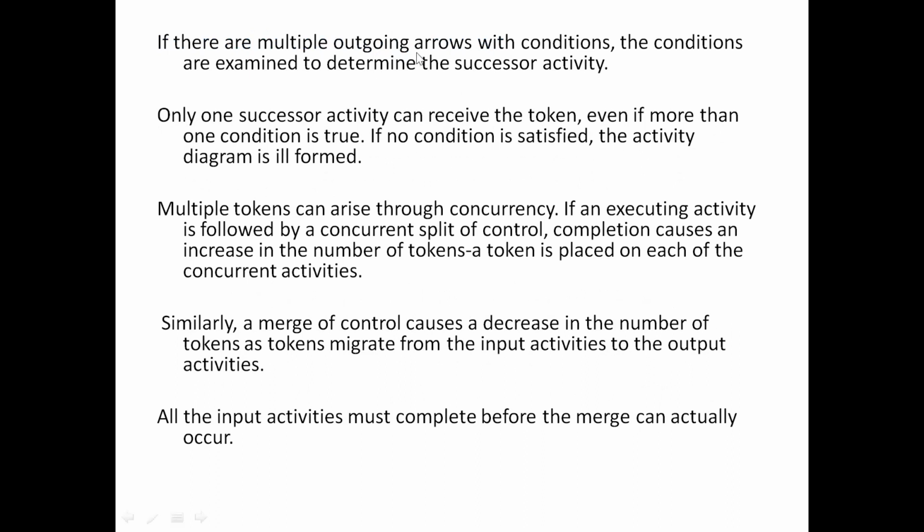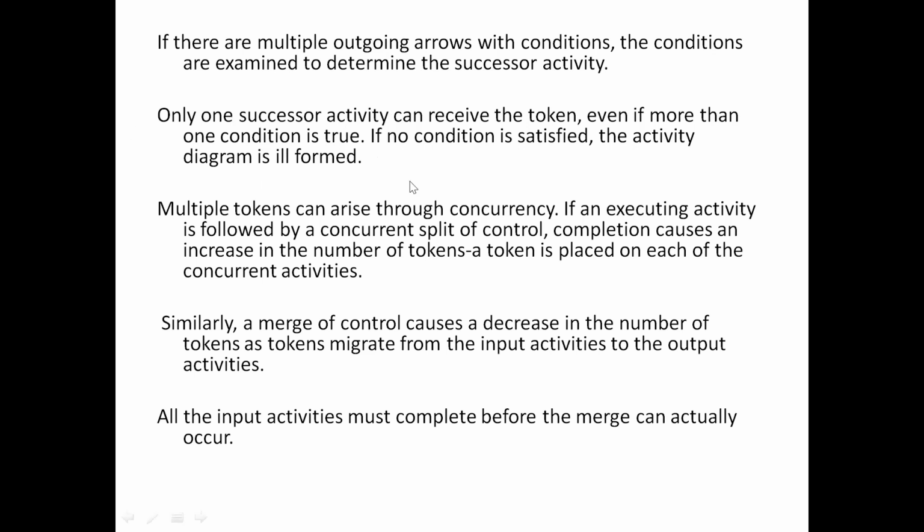If there are multiple outgoing arrows with conditions, the conditions are examined to determine the successor activity. Only one successor activity can receive the token even if more than one condition is true. If no condition is satisfied, the activity diagram is ill-formed, right? So care has to be taken that some condition is being satisfied and the progression of operations is happening because the activity token is then placed there.